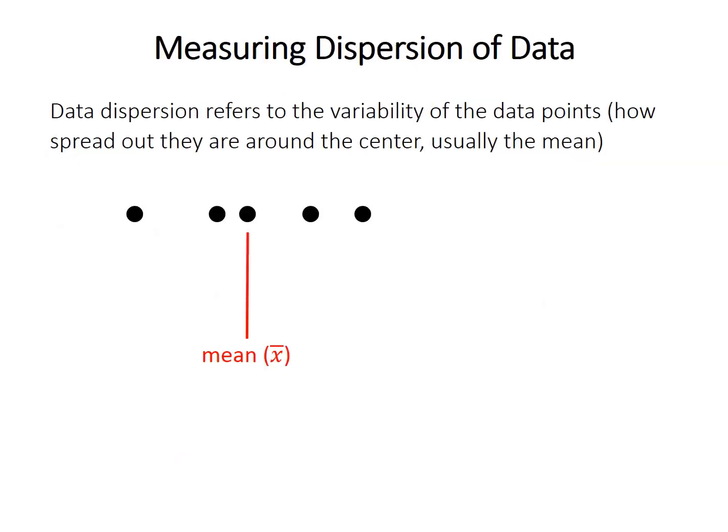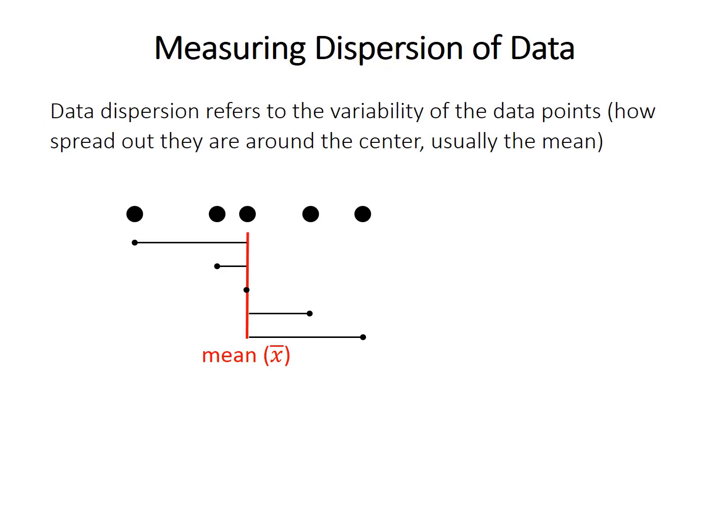Dispersion is just a technical term for variability, describing how spread out the data points are around the center of the data, with the center usually being measured by the mean. The simplest way to measure dispersion is just to calculate the distance from each point to the mean. So you just subtract the mean from every point. However, there's a problem with this.